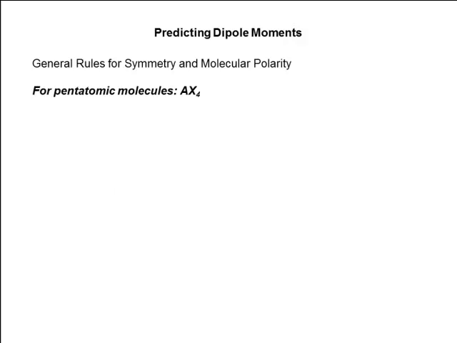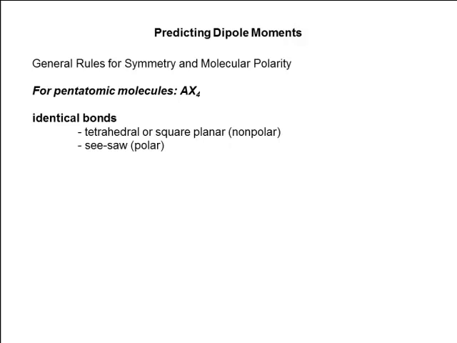All right, for pentatomic, 5 atoms. If they're all identical bonds and you've got a tetrahedral or a square planar shape, then it's going to be nonpolar. All right, if you've got a seesaw shape, it's going to be polar. If you have one or more different bonds, the molecule is going to be polar.